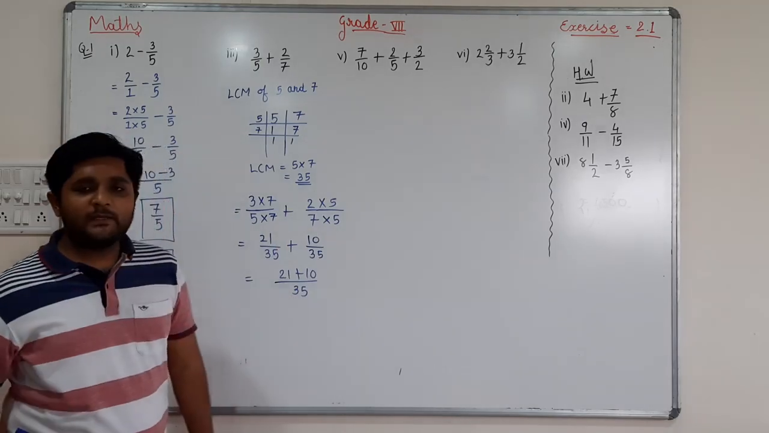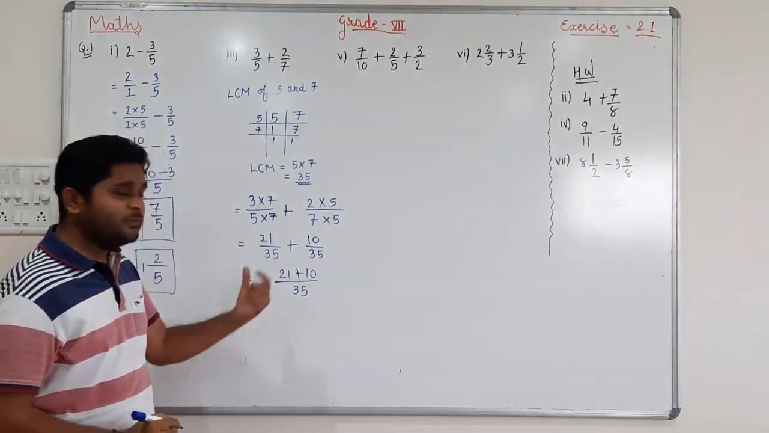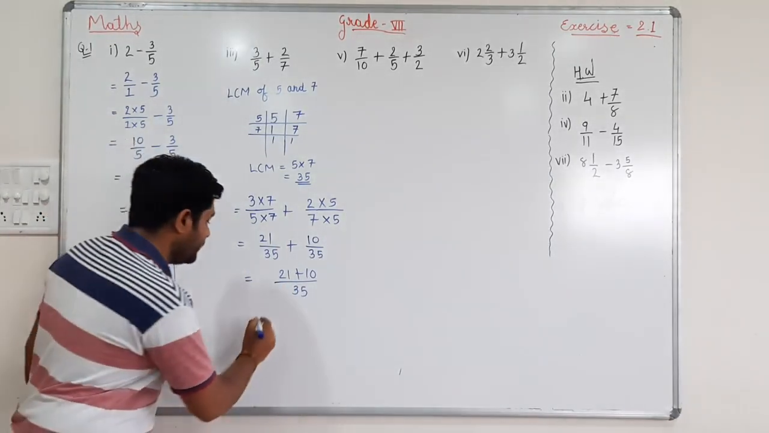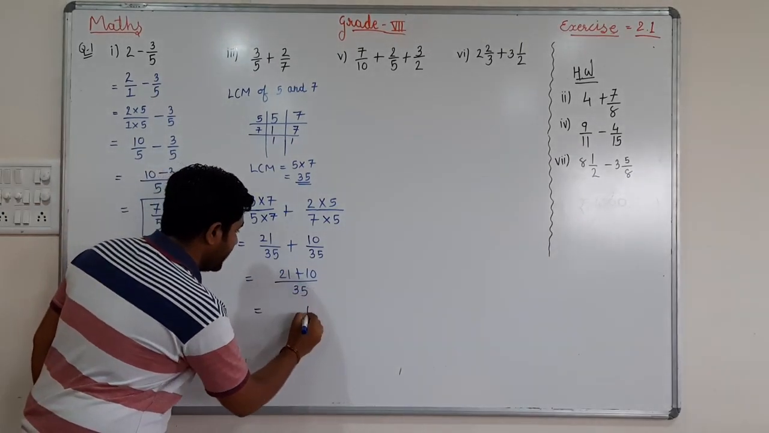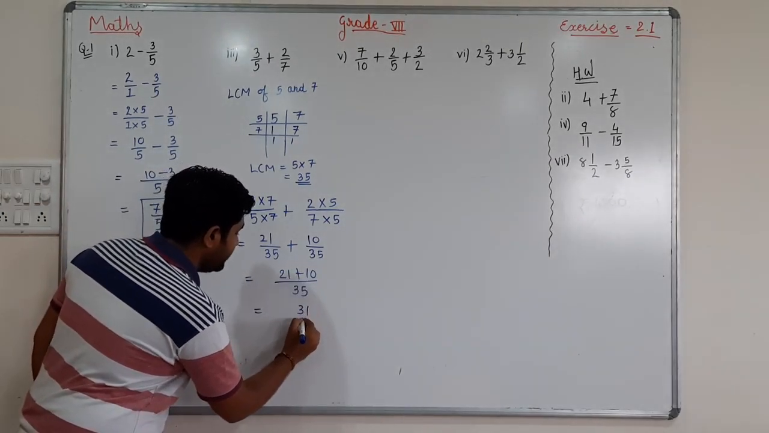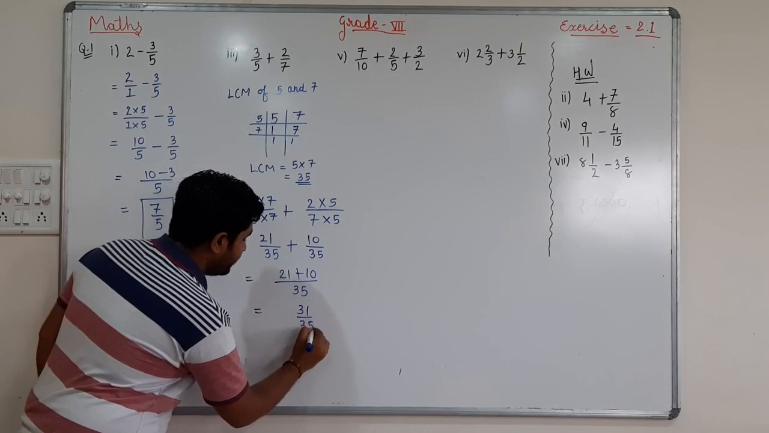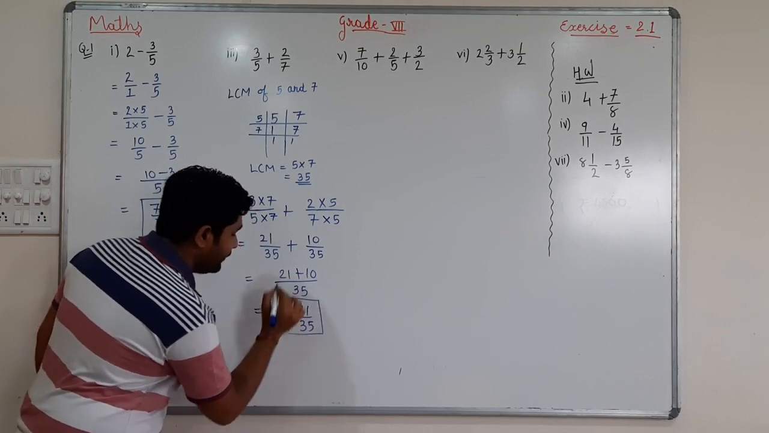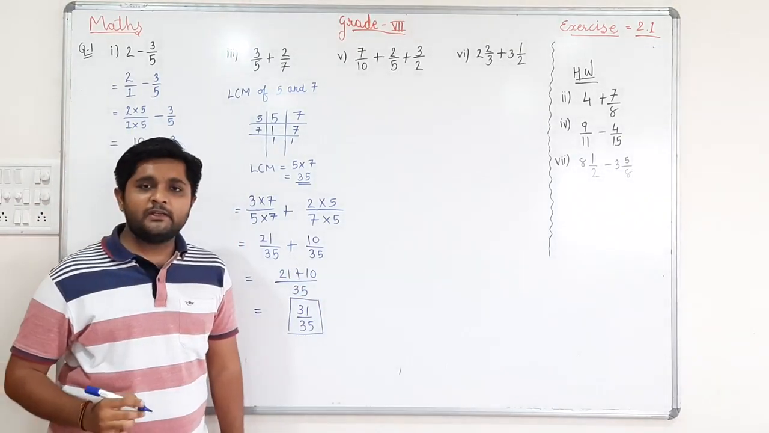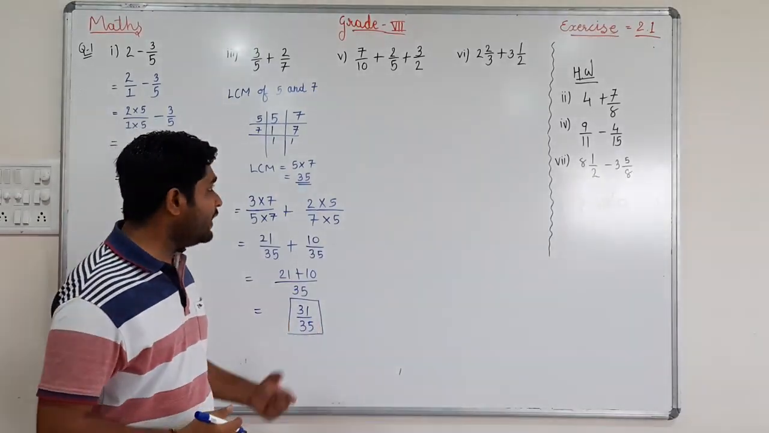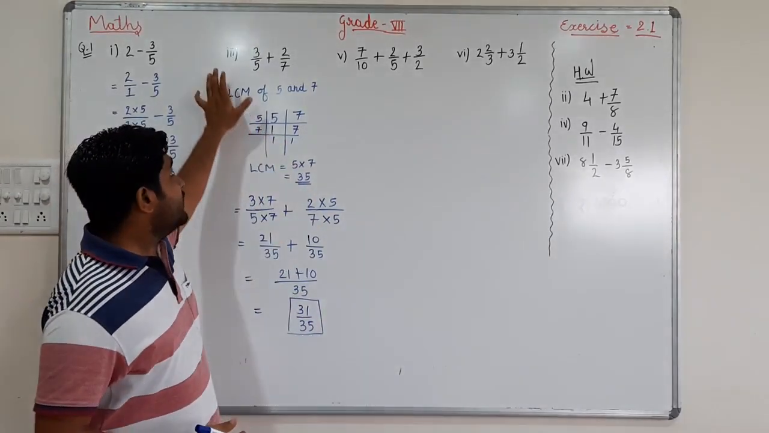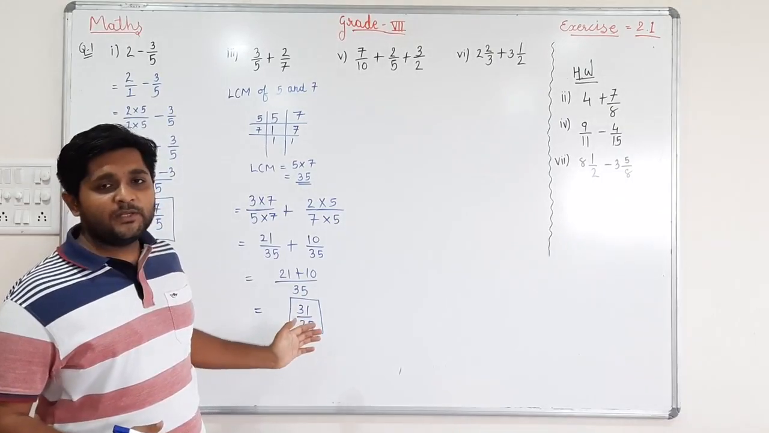And upside 21 plus 10. Now simply do the addition of the numerator. 21 plus 10: 1 plus 0 is 1, and 2 plus 1 is 3. So 31 upon 35. It is a proper fraction, so we cannot convert it into a mixed fraction. So this is our answer. So question number 3 is finished over here.